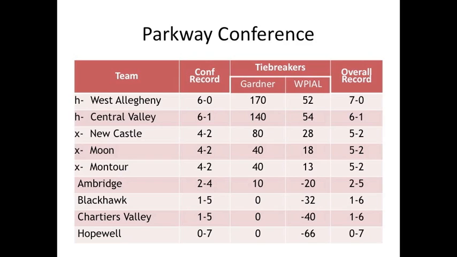Moving on to the Parkway Conference, defending champion West Allegheny is 1 win away from securing the conference championship. If they beat Montour this week, the defending AAA champions will win the Parkway Conference this year. West Allegheny and Central Valley have both secured first-round home playoff games. Newcastle can clinch a third-place finish with a win over Moon and a Montour loss this week.